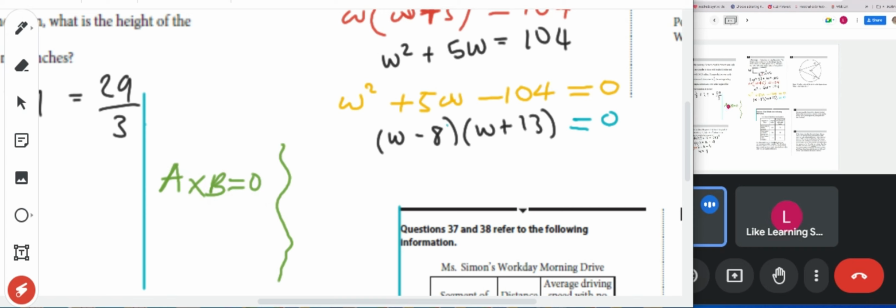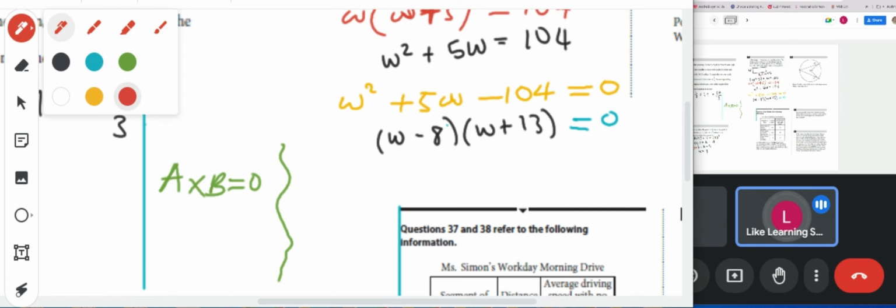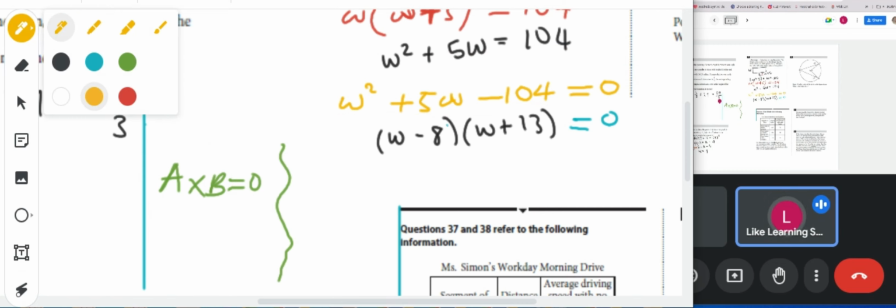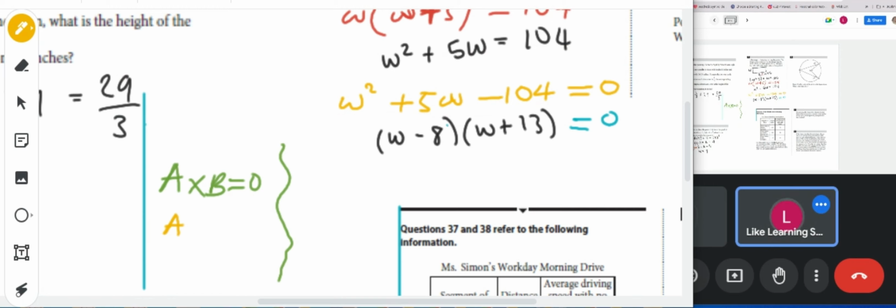I think I just did it in my calculator. That's what I'm saying. I expected that you would have solved the quadratic equation with your calculator straight away. Oh, yeah, sorry. W is equal to 8 or minus 13, isn't it? Yeah. Alright, so what I'm saying is for a times b to be equal to 0, the only two reasons are either a is equal to 0 or b is equal to 0. I see. Either a is equal to 0 or b equal to 0.